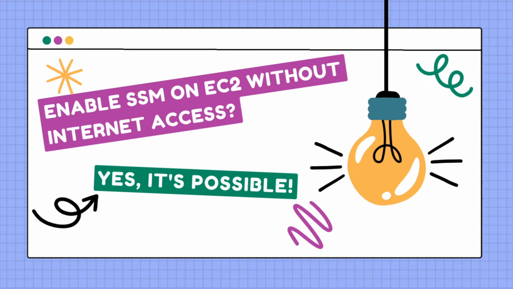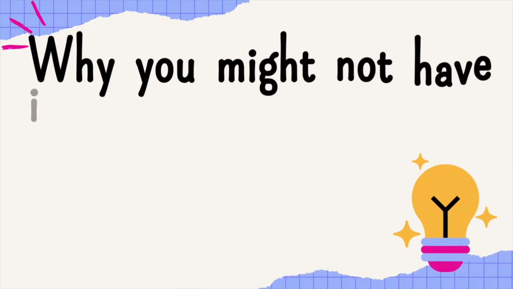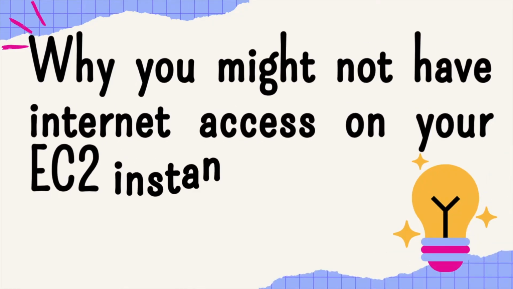Have you ever struggled with enabling AWS Systems Manager on an EC2 instance that has no internet access? Sounds tricky, right? Well, stick around because we are going to enable it shortly in this video. Let's get started.